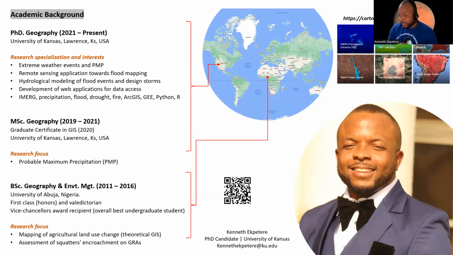I had my bachelor's in geography and environmental management from the University of Abuja, Nigeria, where I was mainly into theoretical GIS and land cover mapping. Then I moved to KU in 2019 to work with Jingong Lee. I had my master's with him in 2021, where my research was basically on probable maximum precipitation. Think of it as a stochastic model of extreme precipitation events. We used that to do some extreme flood mapping scenarios and all that.